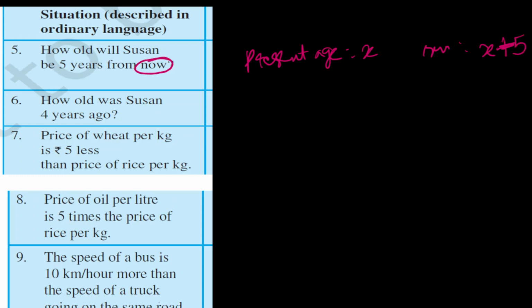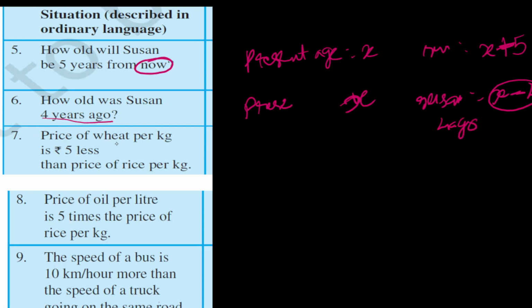And how old was Susan 4 years ago? If we know Susan's present age, then we can say Susan's age 4 years ago. So let's take the present age of Susan as x. Then Susan's age 4 years ago means we need to subtract 4 years from Susan's age, so it is x minus 4.